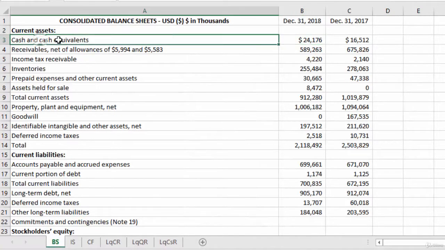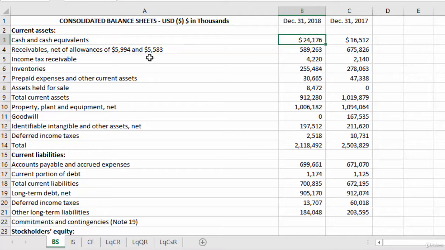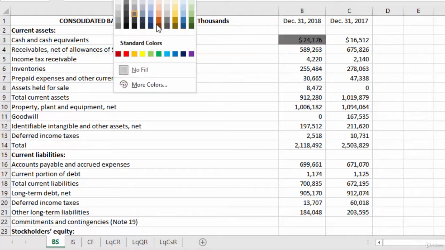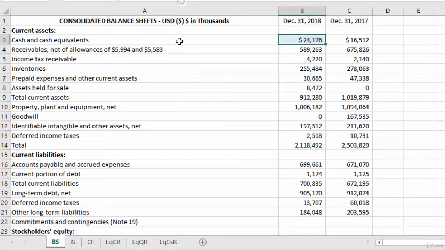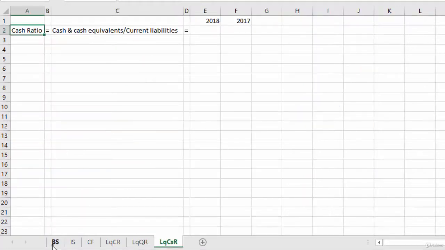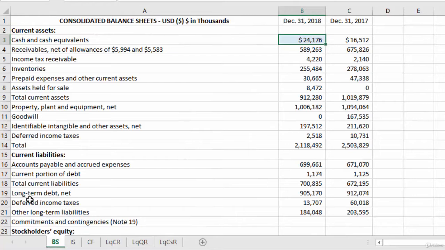You can see the very first item is cash and cash equivalents. So let us mark it here. And the other item, current liabilities, is also in the same balance sheet. Okay.